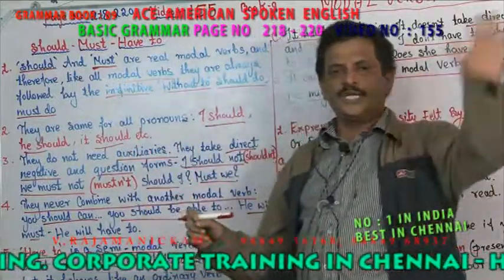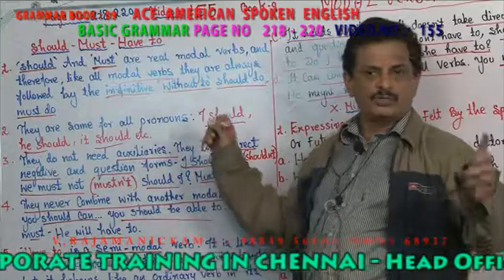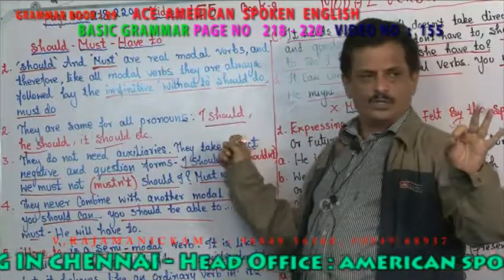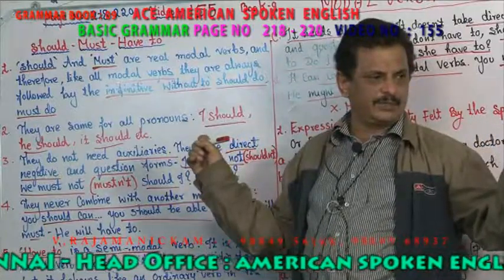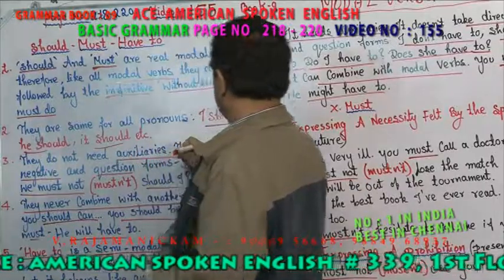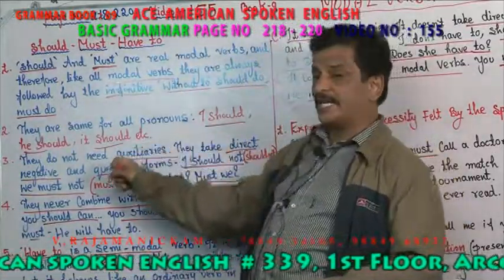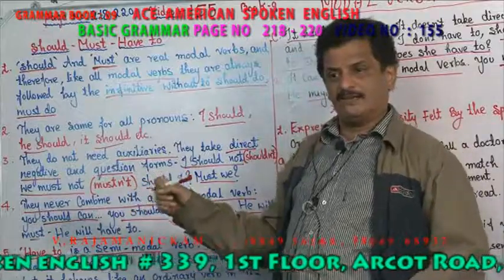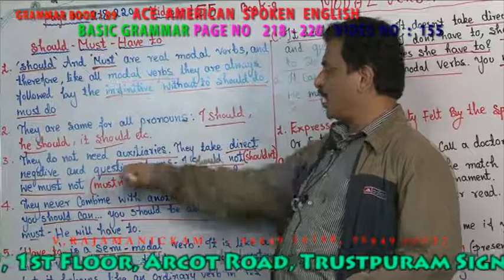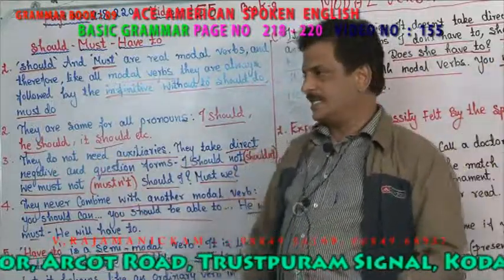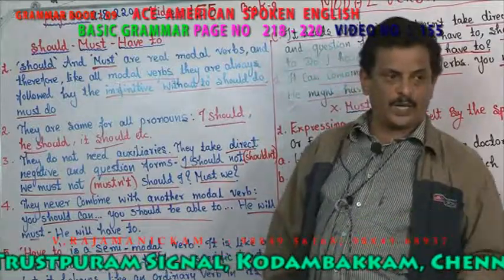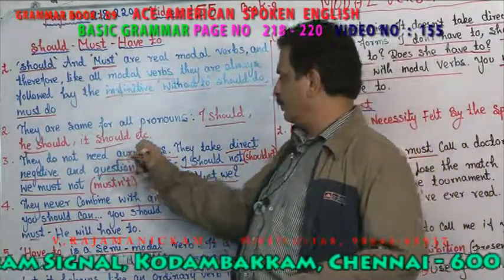They do not need auxiliaries. With should, you don't need auxiliaries. What are auxiliaries? You should not use am, do, did, was or were, will be, shall be, did not or anything. Should and must, you are not using auxiliary verbs. They take negative and question forms by themselves. I should not, you don't say I do not should not. We must not. So do, does, did, they don't take. Should I, must we, it takes in its own way. No need of any auxiliary verbs.